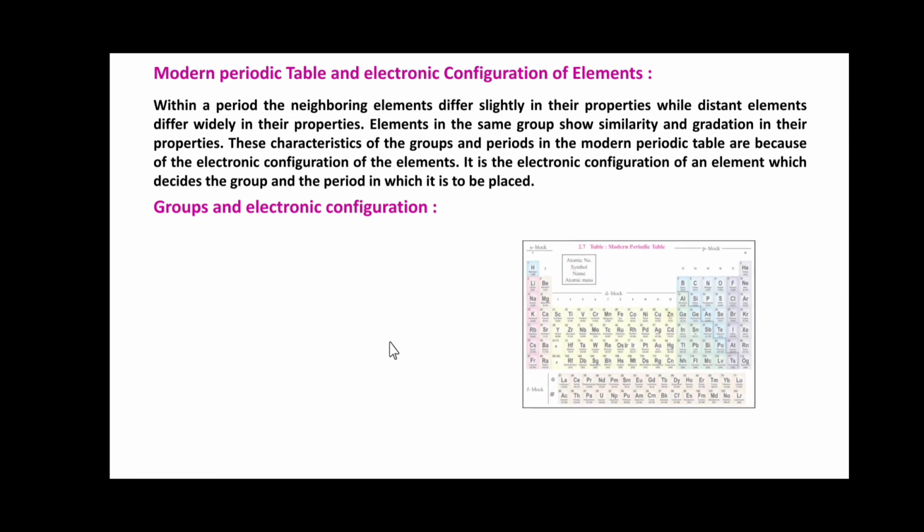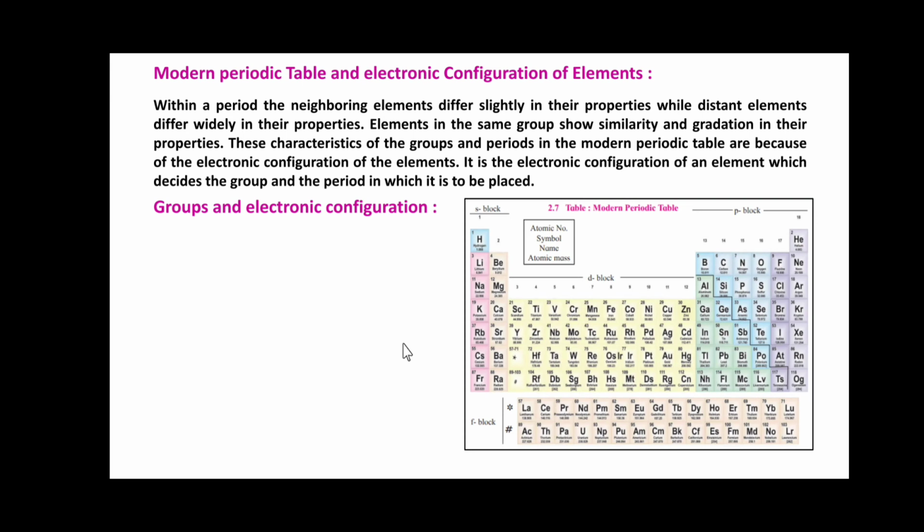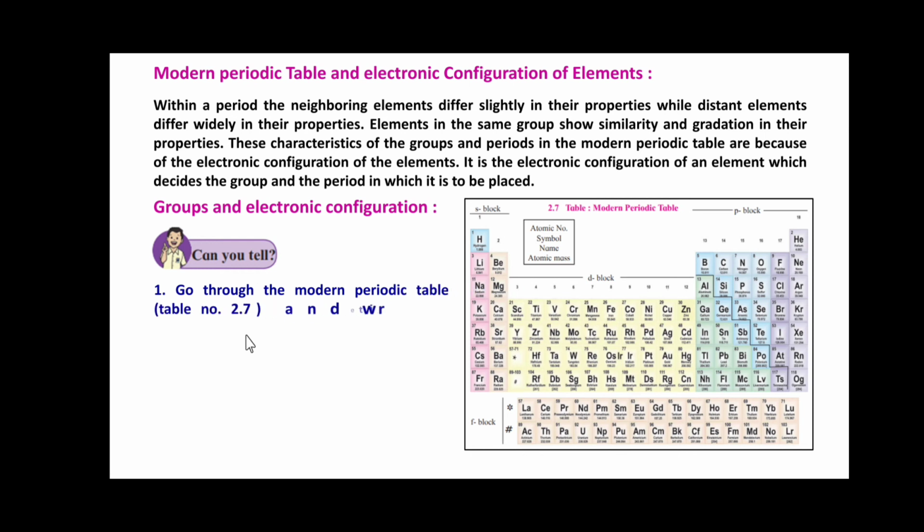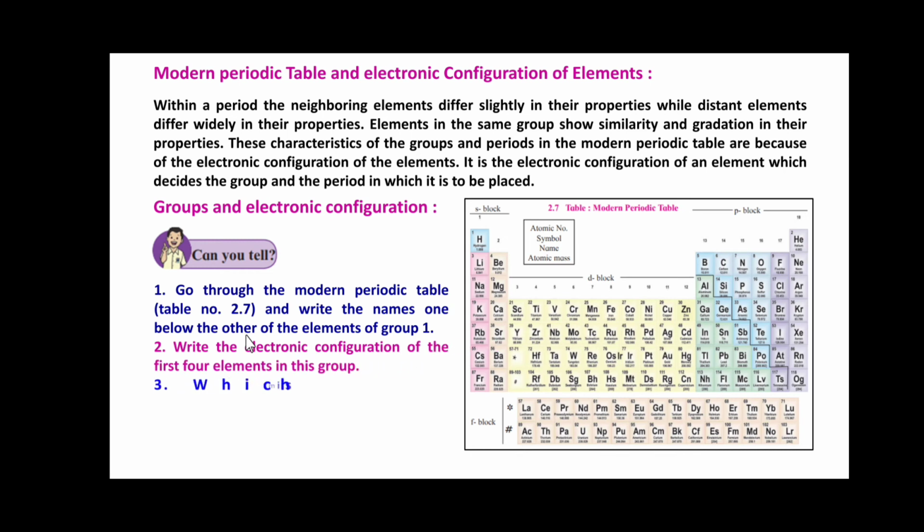So friends, this is the modern periodic table you could see here. Here are some questions that we must discuss. Question number 1: go through the modern periodic table that has been shown alongside and write the names, one below the other, of the elements in group 1.